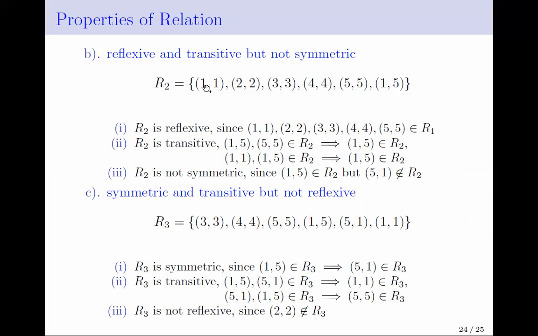Reflexive and transitive, but not symmetric. Reflexive means you have to add all the pairs of the form (1,1), (2,2), (3,3), (4,4), (5,5), and transitive. I add (1,5) here, therefore (1,1), (1,5) is there, which is not symmetric because I included an element (1,5) here, but (5,1) is not there. Therefore it is not symmetric.